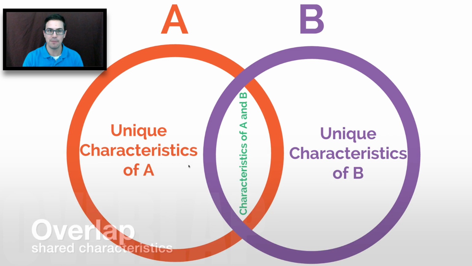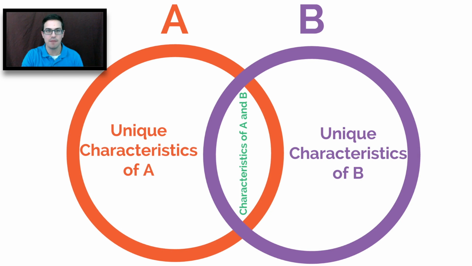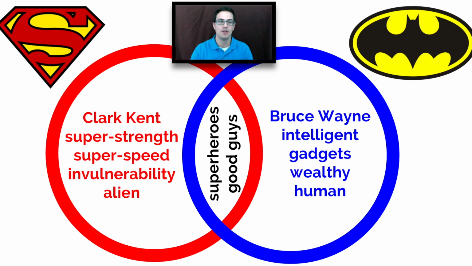So let's go over an example of a Venn diagram here. So what I did is I made one involving Superman and Batman. So the Superman side, this red side right here, it says Clark Kent, so his alter ego is Clark Kent. He has super strength, super speed, invulnerability, and he's an alien. These are unique characteristics of Superman compared to Batman. Batman, on the other hand, his alter ego is Bruce Wayne. He's highly intelligent, he uses gadgets, he's super wealthy, and he's a human. So those are unique characteristics for Batman. But where they overlap, right here in between where the circles overlap, it says they're both superheroes and they're both good guys. So where they overlap, it shows characteristics that they both have in common. So that's an example of a Venn diagram.